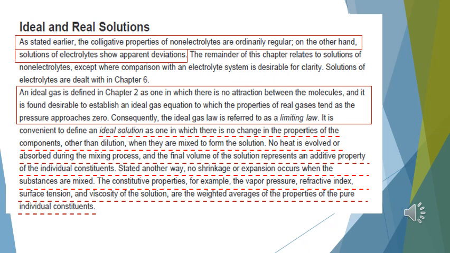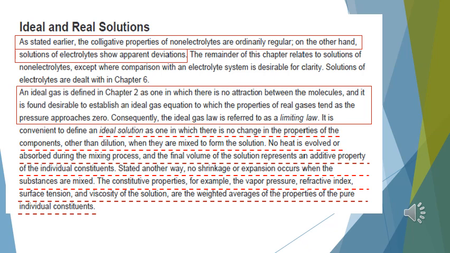And going more into it, in order to define the ideal and real solution, we will go back to chapter 2 and the definition of ideal gas. In chapter 2, the ideal gases can be defined as the ones in which there is no attraction between the molecules. Okay, so that's the definition of the ideal gas.